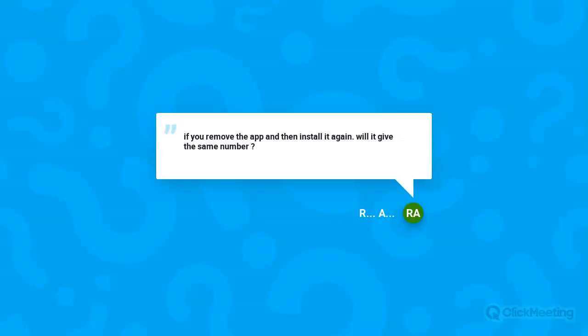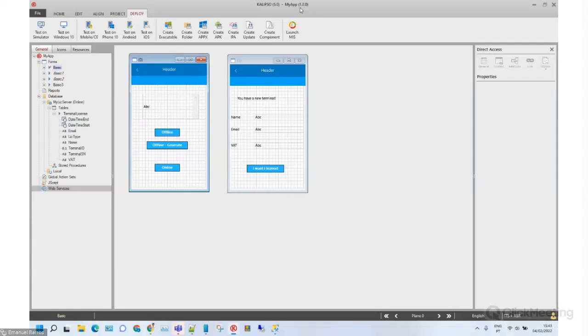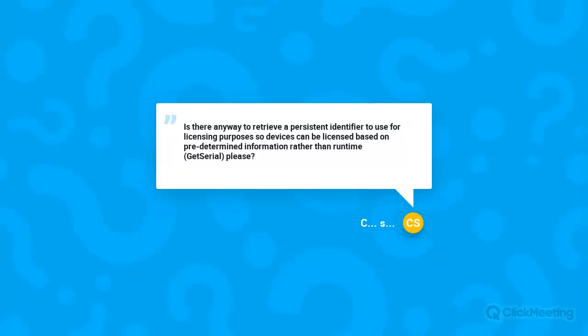Okay, let's proceed to the next question. If you remove the app and then install it again, will it give the same number? Yes, unless you generate a new one. If they factory reset, no, but if it's the same application, yes. Okay, let's proceed. Maybe some questions are already answered during the session, but that's okay. Good to get there again.